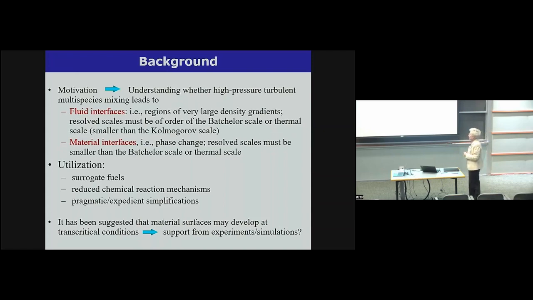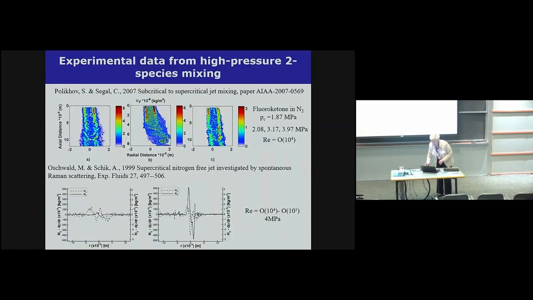So it has also been suggested that material surfaces may develop at transcritical conditions, and I'll immediately show what that is. As their support from experiments or simulations for something like that, people have gone and published results in the Journal of Computational Physics. So they're going ahead and saying these things exist. The question is, do they exist? So here are some results from experiments.